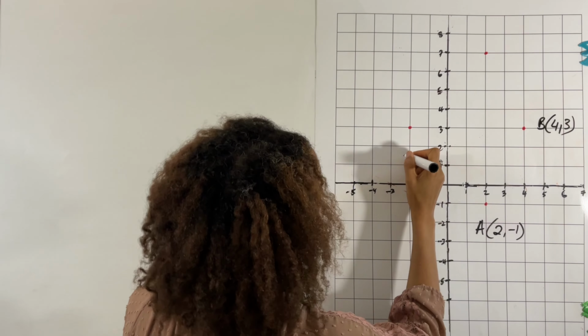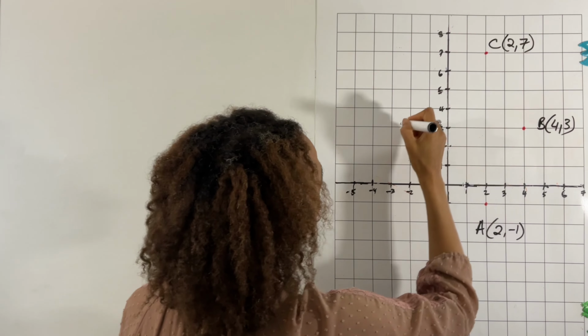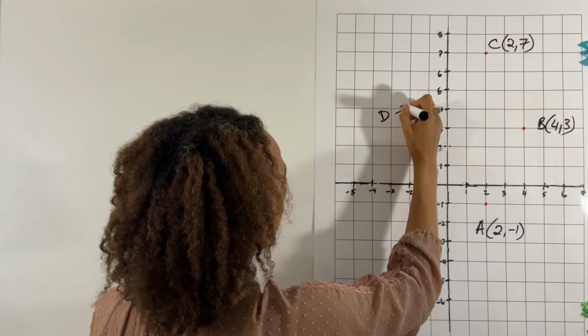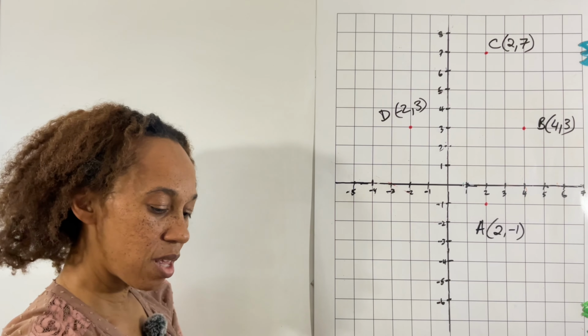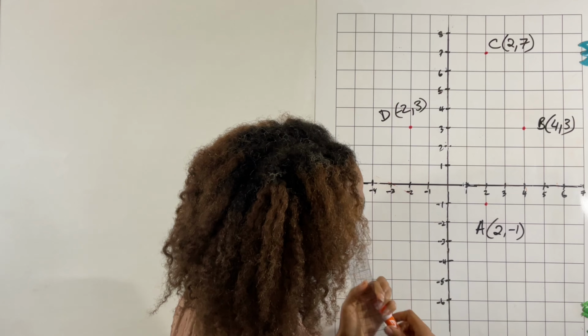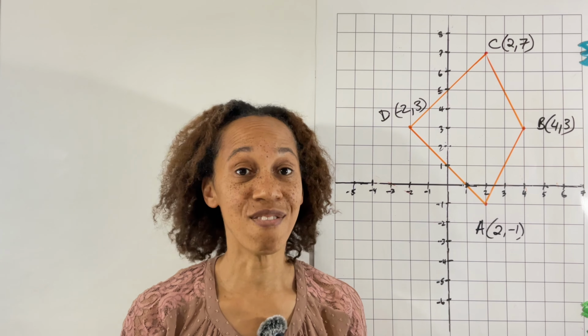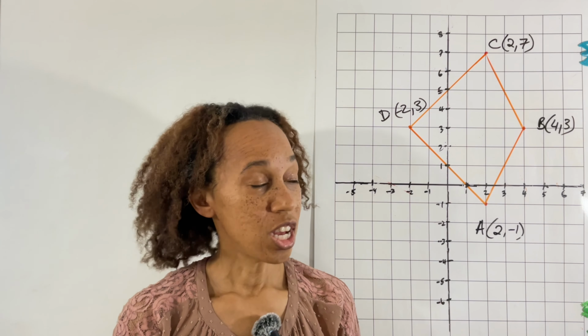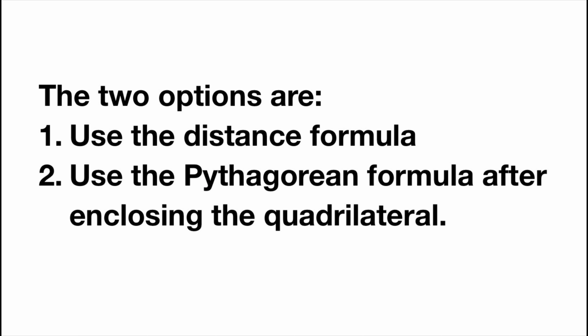The coordinates for C is (2, 7), and the coordinates for D is (-2, 3). All right, and I'm going to connect these for you, and then we are going to deal with this accordingly. You will notice in this case that this is not a rectangle. So because it's not a rectangle, you can still treat it the same way. Either use the distance formula, or you can use the Pythagorean theorem formula.